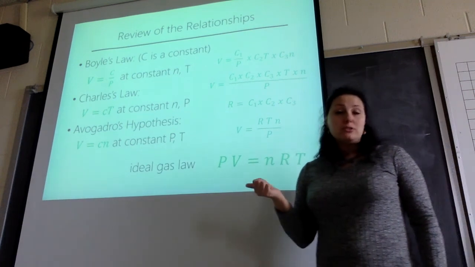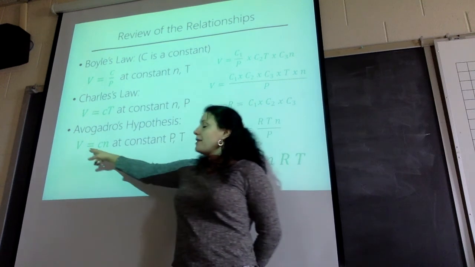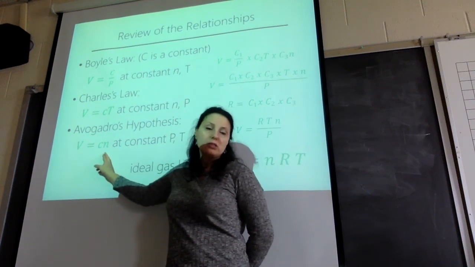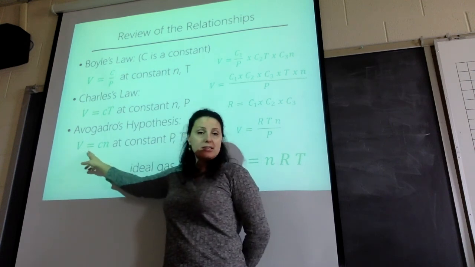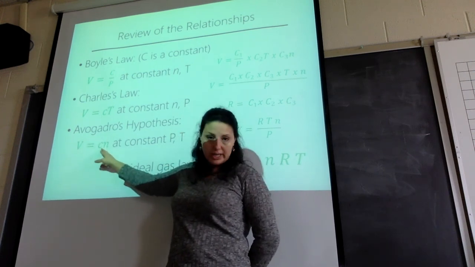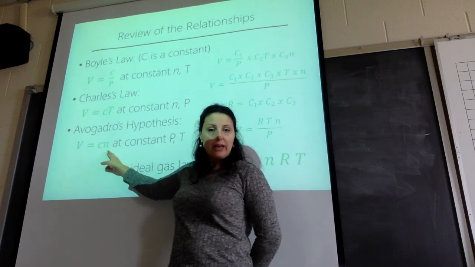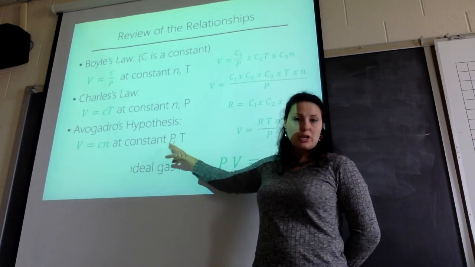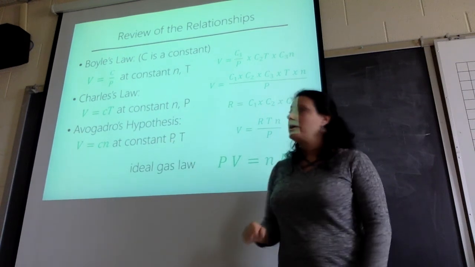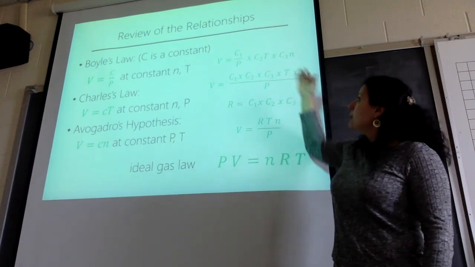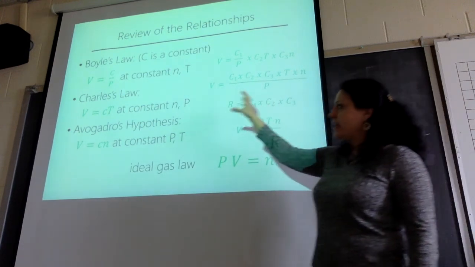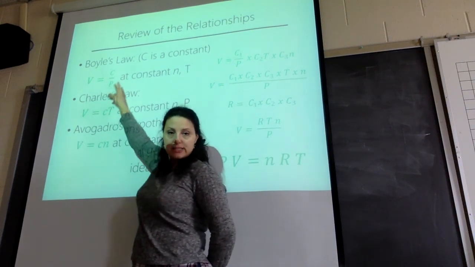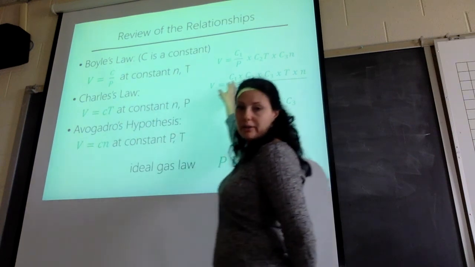For Avogadro's law, we know that the volume is directly proportional to the number of particles or number of moles of a gas. So V is equal to a constant C multiplied by the number of moles of a gas. This is true if the pressure and temperature are constant. They're not changing. Okay? So we can combine these because the V is equal in all these cases. We then combine all these into one big expression.